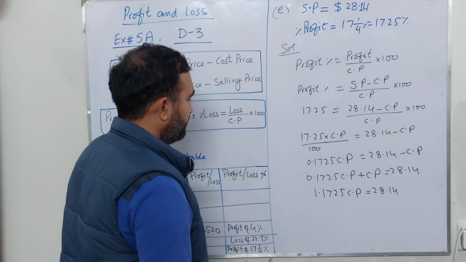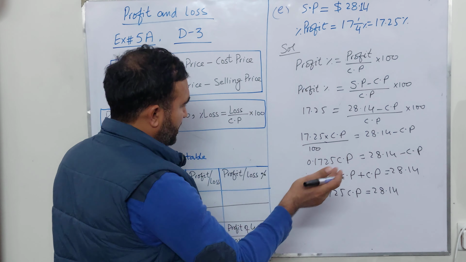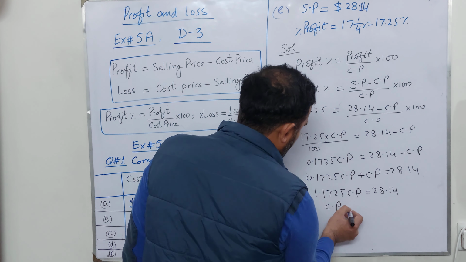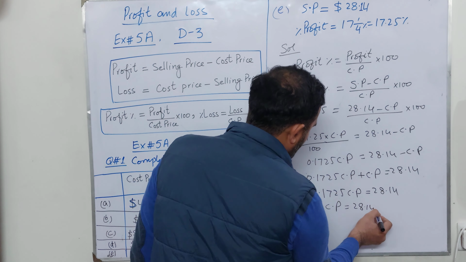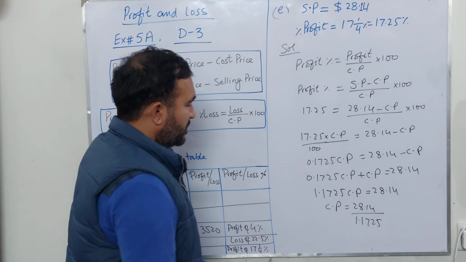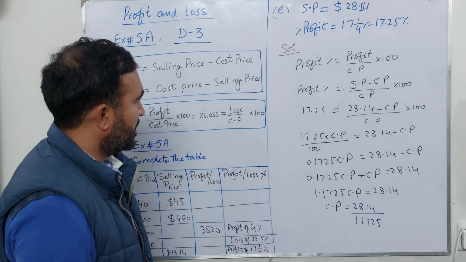Okay, so shift this to this side, so cost price is equal to 28.14 divided by 1.1725, right? So the result will be our cost price.